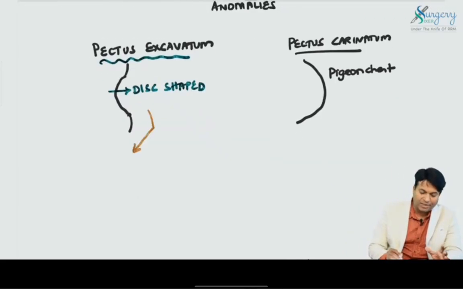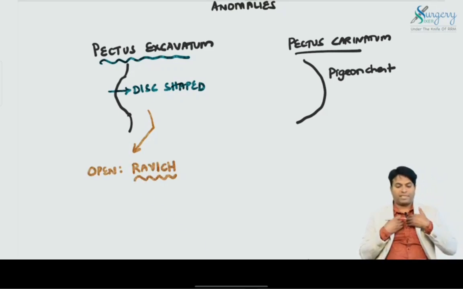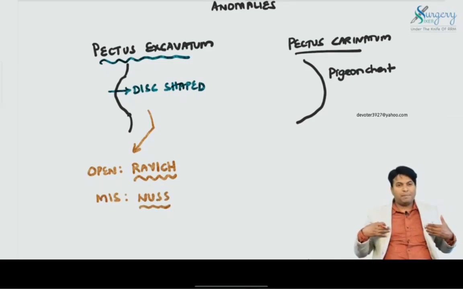So for pectus excavatum, we can do an open operation known as the Ravitch procedure. Please don't forget, this question can come in the exam. In this open operation, you resect the sternum and ribs and reconstruct. Or you can do a minimally invasive surgery known as the Nuss procedure. I'll show you the picture of the Nuss procedure. We keep a metal bar behind the sternum.